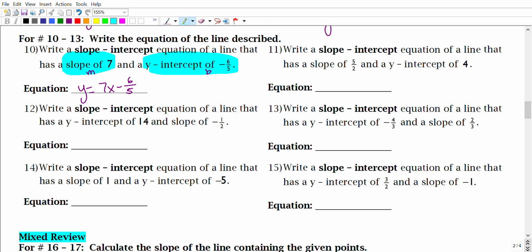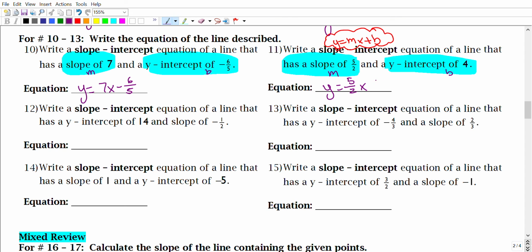Write a slope-intercept equation. So again, a y equals mx plus b. So write yourself a reminder there. As soon as it says write a slope-intercept equation, you know you want something of this form. Okay? So a slope-intercept equation of a line that has a slope of 5/2 and a y-intercept of 4. So once again, my m is 5/2. My b is 4. Simple enough. So we have y equals 5/2 x plus 4.